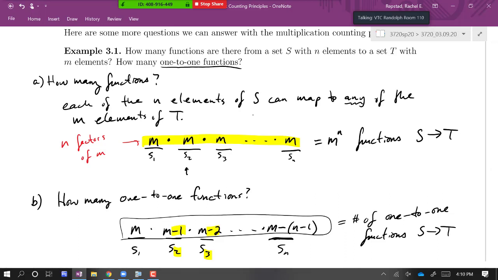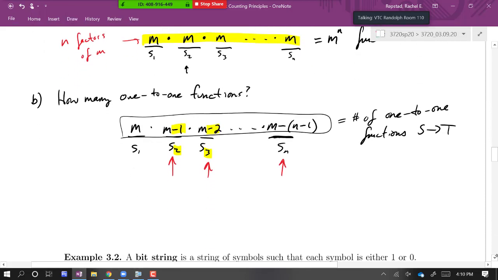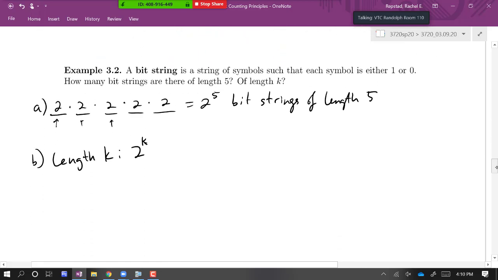When we talked about how many one-to-one functions, once I said this element of S is going to map to that element of T, if the function's one-to-one, I can't pick that same element again. So the number of choices as we moved on down the line was decreasing. And here we would say that we're selecting without replacement. Once I pick an element of T that some element maps to, I can't pick it again. So when you're doing the multiplication counting principle and you're drawing from the same set, that's one of the questions you want to answer, or just be clear on as you approach it.